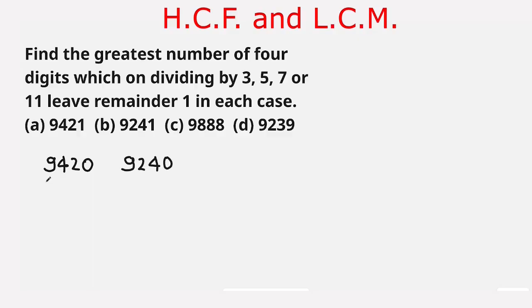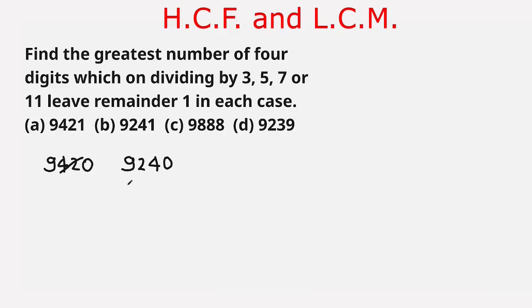If we check divisibility by 11, the sum of the digits at odd places is 9 plus 2, which is 11, and at even places is 4. So 11 minus 4 is not 0 or 11. So option A cannot be our answer. So we cancel option A. Now the only option left is option B. It must be our answer.